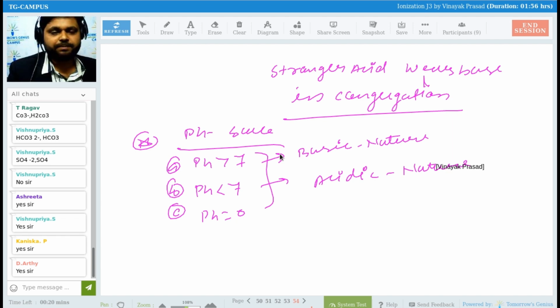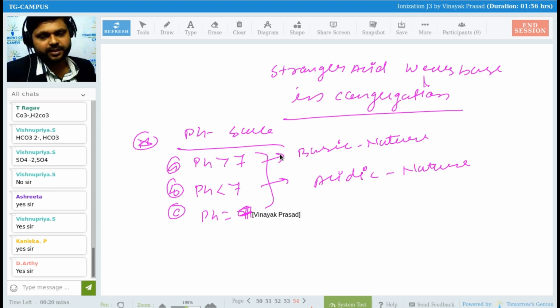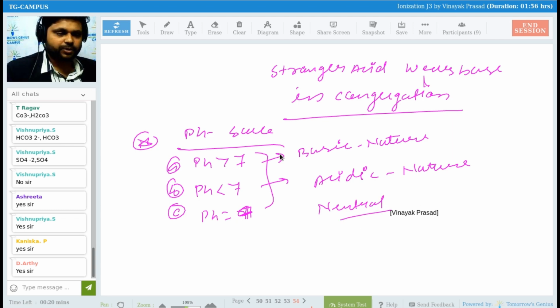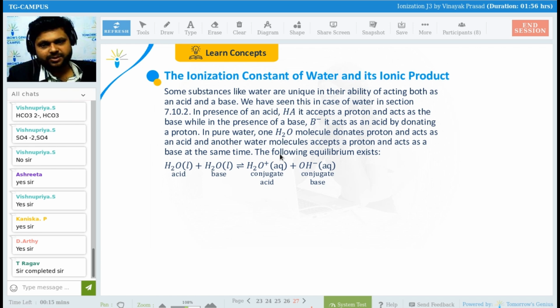Right, guys? And if pH is equal to 7, then it is neutral. Then a neutral molecule will be there. Is there any doubt here? Anyone, any doubt still? We have to see about the ionization constant of water and its ionic product, right?